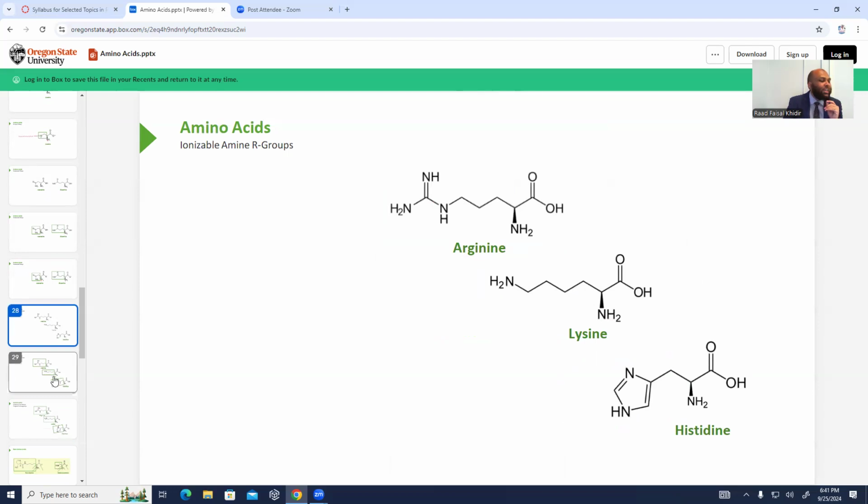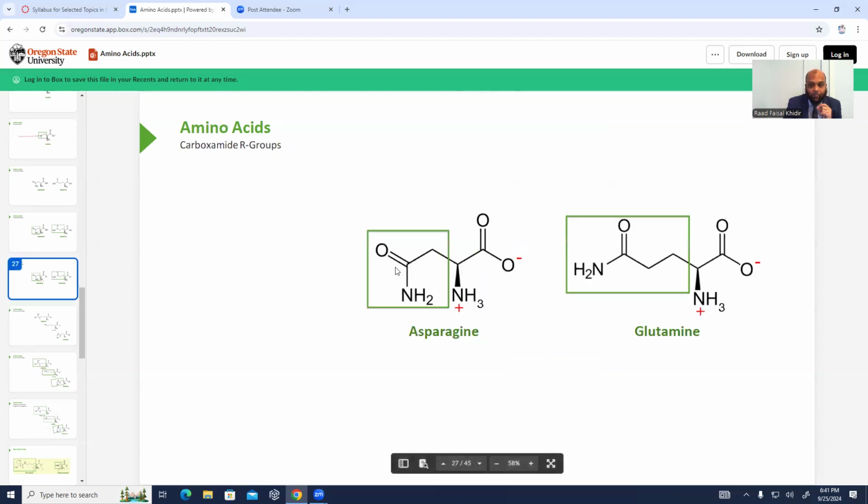It's gonna become positive. So that N group is going to become protonated. My confusion is for asparagine. I see a double bond in the R. Yeah, you can have that as part of the R group. So don't think that the double bond is only part of the carboxyl. You can have it in the R group too.